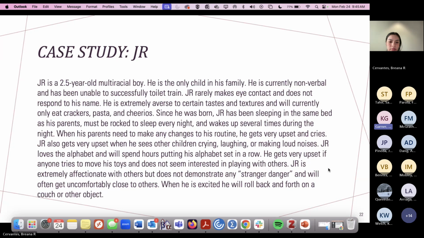The repetitive play of putting his alphabet set in a row over and over again. Exactly. Yeah, that repetition. I think that's something I forgot to mention, but you often see lining up toys or putting them together in an order. So we see that. What do you all think about having an aversion to certain tastes and textures and only eating these three things?